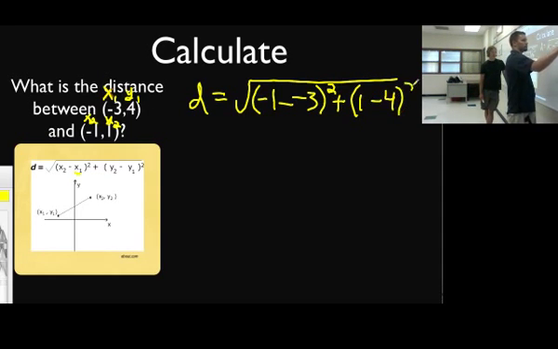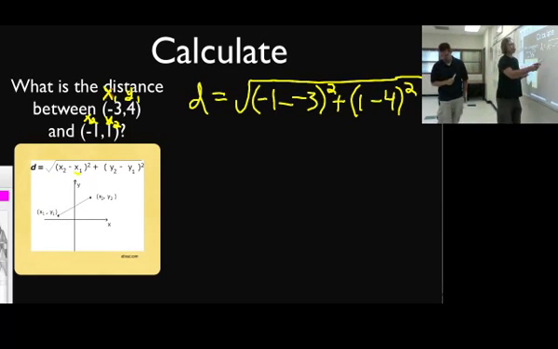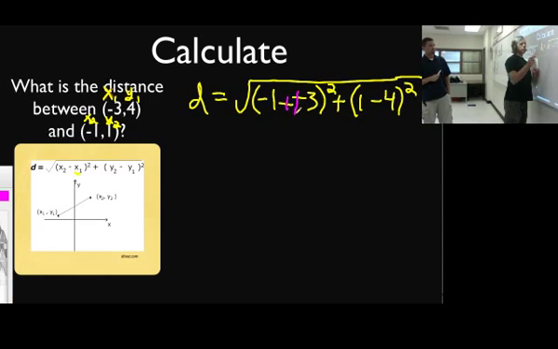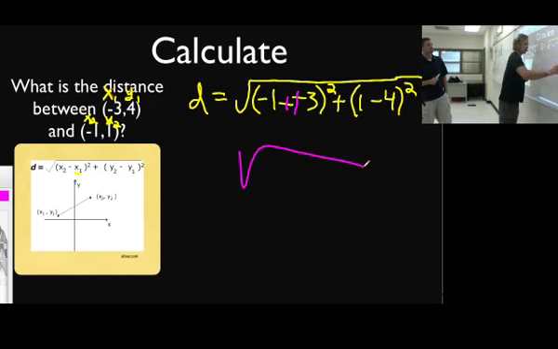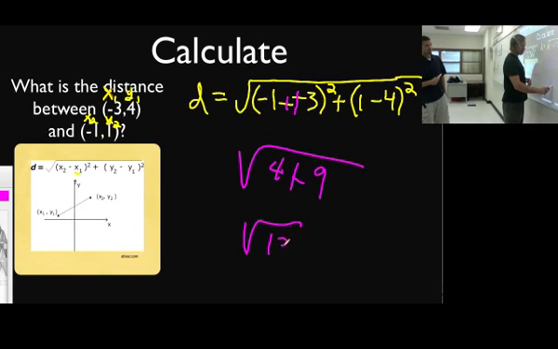Double negative, that becomes a positive. So negative 1 plus 3 is 2. 2 squared is 4. Plus 1 minus 4 is negative 3. Negative 3 squared is 9. So we have the square root of 13.